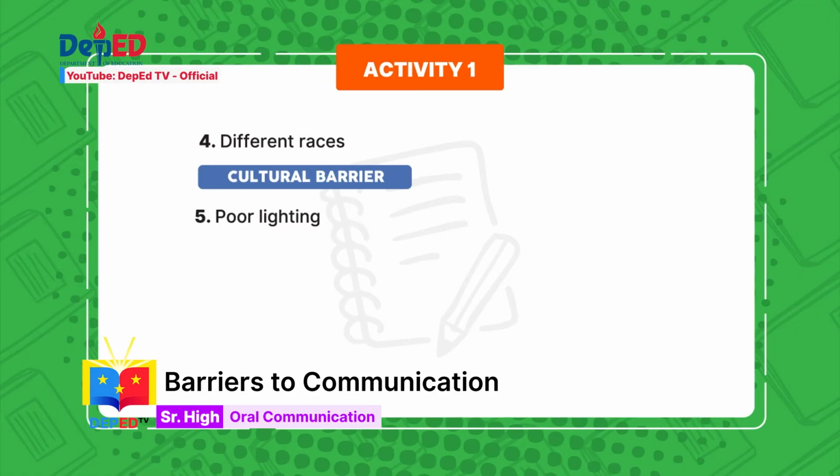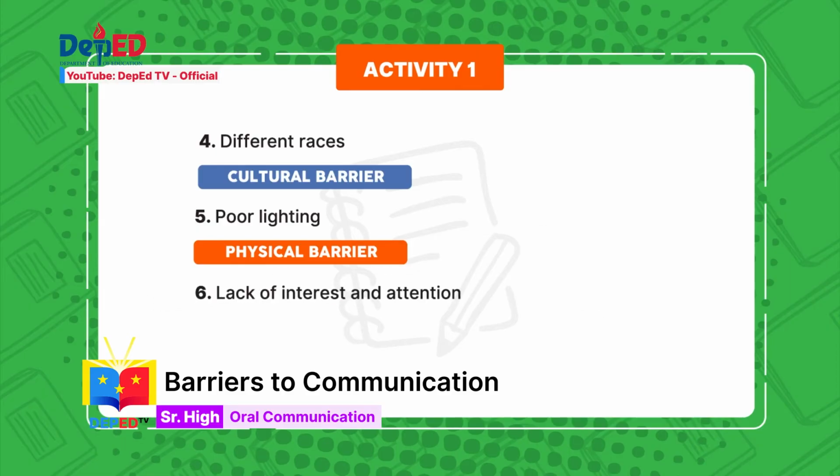Number 5. Poor lighting. This is a physical barrier. Poor lighting as an environmental condition may cause communication breakdown due to the lack of the communicator's ability to see one's gesture and facial expression. Number 6. Lack of interest and attention. This is a psychological barrier. If the receiver loses interest and attention, the decoding process might not be achieved successfully, thus causing the communication process to fail.